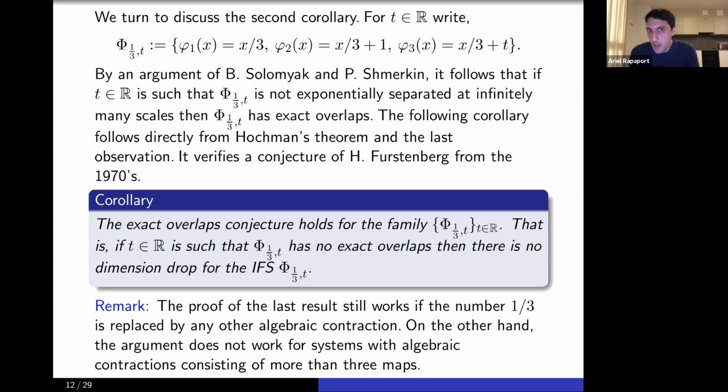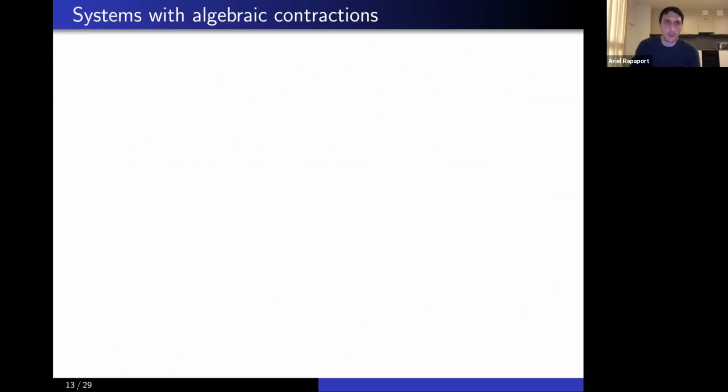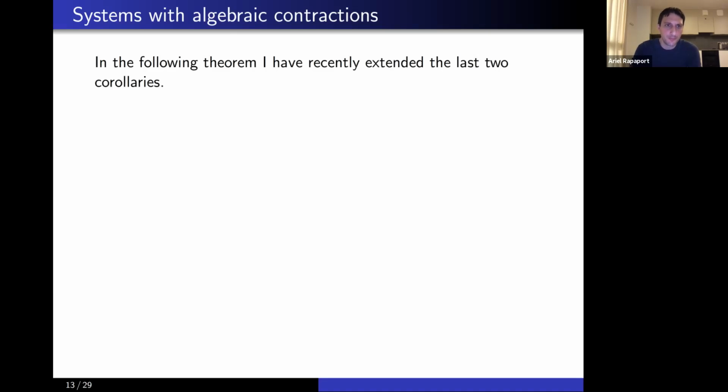So if one would like to verify the conjecture for such systems, something else needs to be done, which leads me to the following topic, which is systems with algebraic contractions and an arbitrary number of maps. And I mean that the translations are arbitrary real numbers. So in the following theorem, I recently extended the last 2 corollaries.